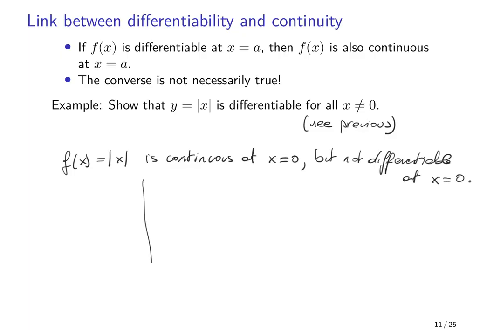And you can also observe that from the graph. If we draw the graph one more time, then I can draw that graph without lifting my pencil. In particular, at the origin, at x equals 0, the graph is continuous. But we also see that at the origin, you can't draw a tangent line. There, the function is not differentiable.